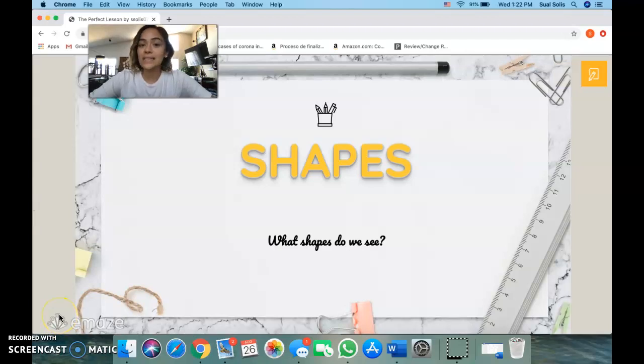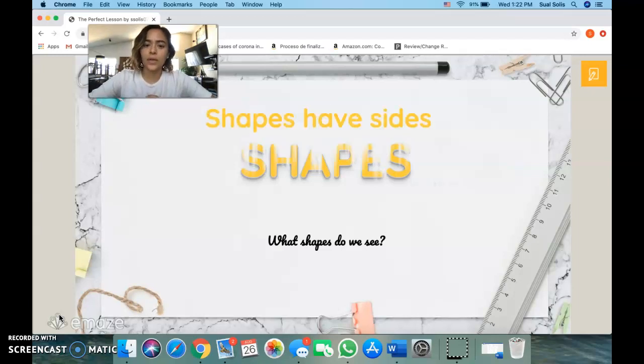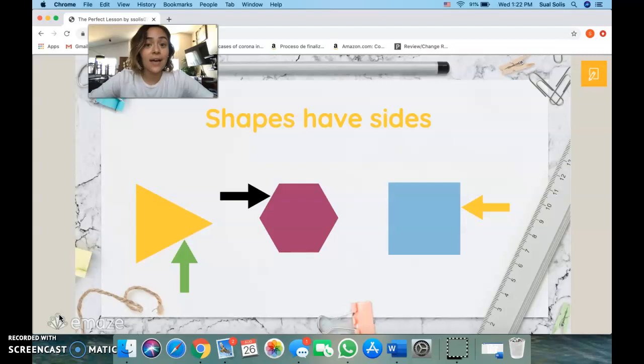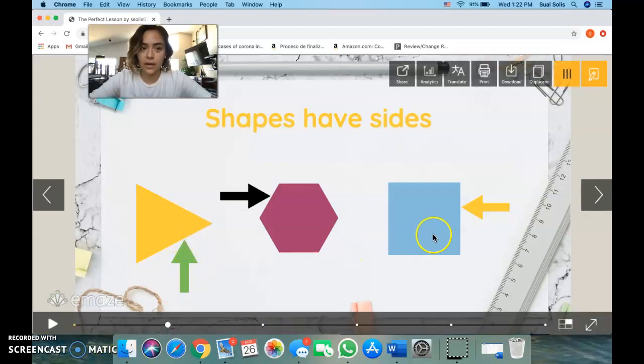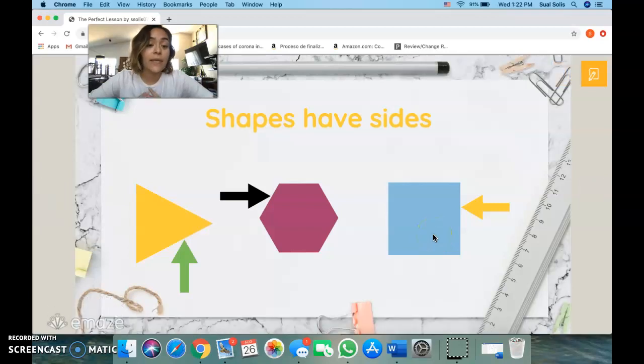Okay, so for this lesson, we are going to be talking about shapes and everything that goes with that. So let's see the first slide. Shapes have sides. As you can see, I have three different shapes right here, and those three different shapes have arrows pointing to where their sides are.